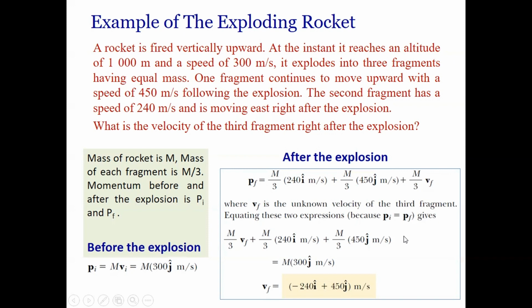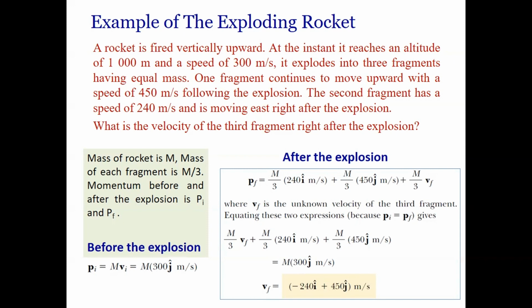Because the conservation of momentum says that the initial momentum must be equal to the final momentum, we give this type of a balance. Final momentum is m divided by 3 times Vf plus m divided by 3 multiplied by 240 times i unit vector plus m divided by 3 times 450 times j unit vector. The whole thing is equal to mass times 300 times j, which is the initial momentum.